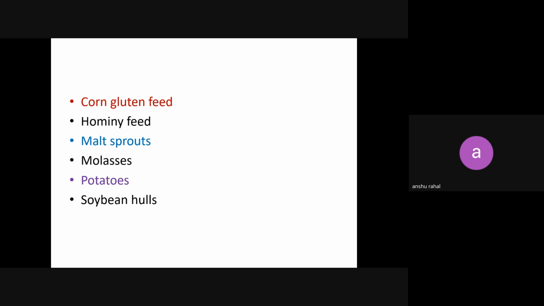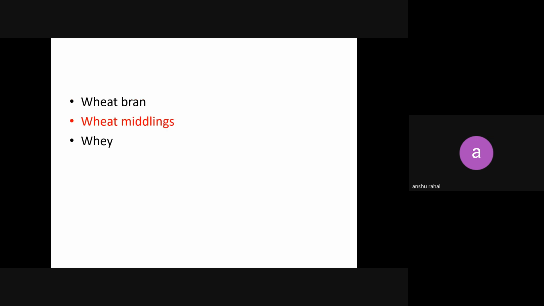Then other sources are corn gluten feed, hominy feed, barley sprouts, molasses, potatoes, soybean hulls, wheat bran, wheat middlings, and whey. Wheat bran should be included in the ration of the animal because it is laxative in nature and it is also high in phosphorus content. If the animal has phosphorus deficiency, the energy reactions in the body of the animal are affected.